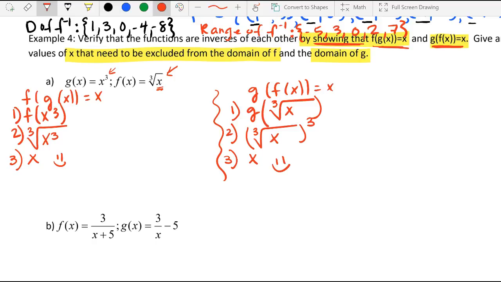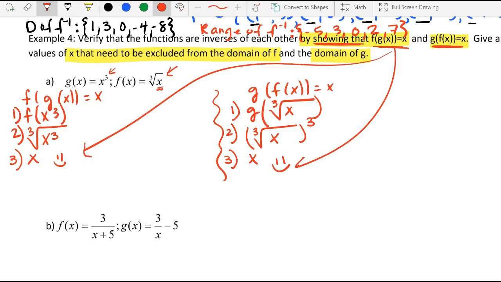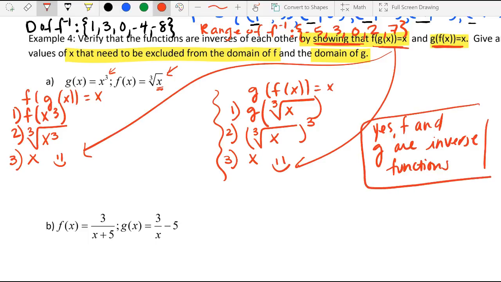So you did the work, but make sure you answer the question, okay? It says here, verify that the functions are inverses of each other. So we did the work, which is this right here. So make sure now we state that, yes, f and g are inverse functions, because both of them came out to be x. All right, let's do another one.